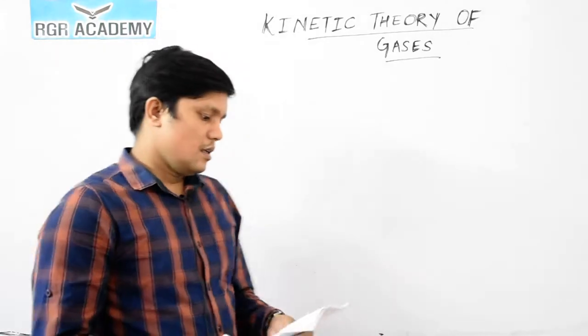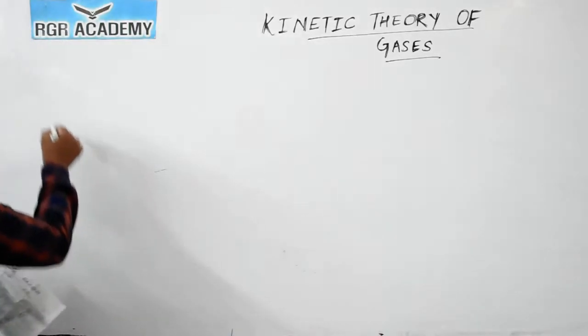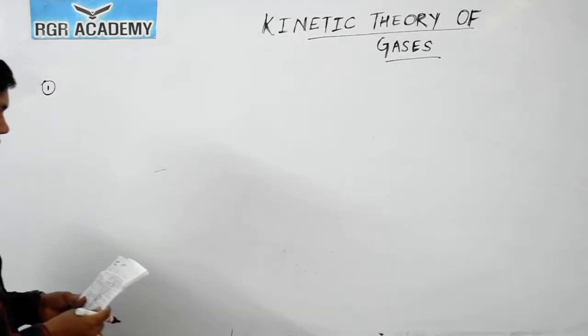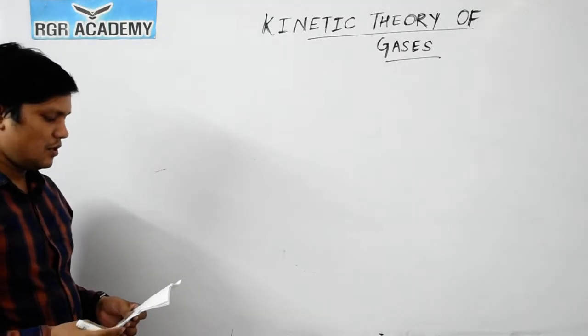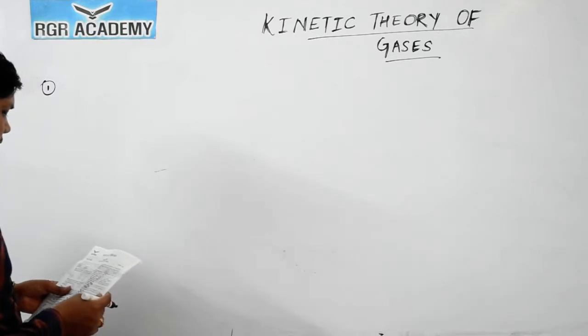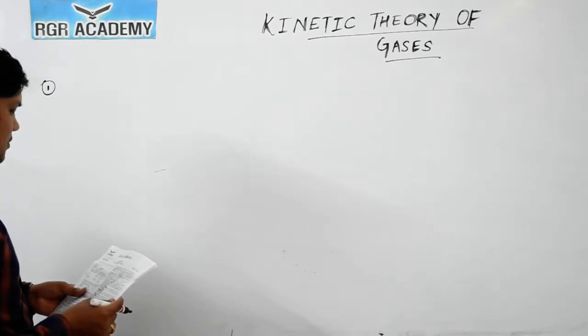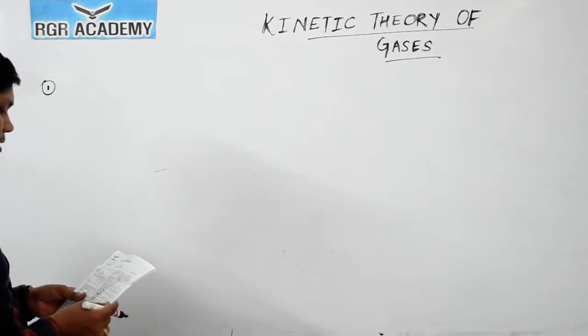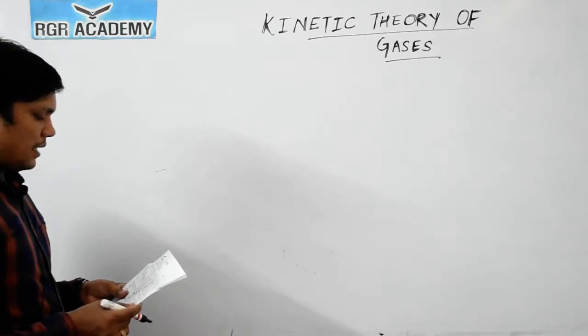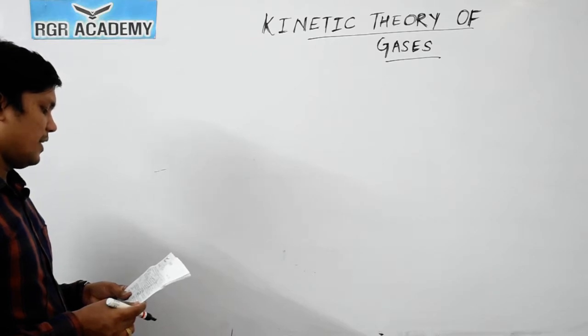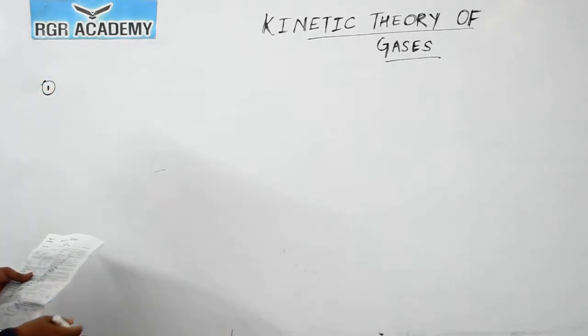Okay. So question number 1 is: the temperature of a mixture of 1 mole of helium and 1 mole of hydrogen is increased from 0 degree Celsius to 100 degree Celsius at constant pressure. The amount of heat delivered will be. Okay, so they are asking the amount of heat delivered.